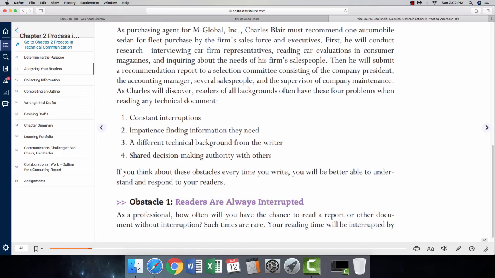Also understand that the readers that you have in your organization, some of them will share your technical background and others won't have it. They will have a different sort of a technical background. So you need to be writing the sections for those people in their language.